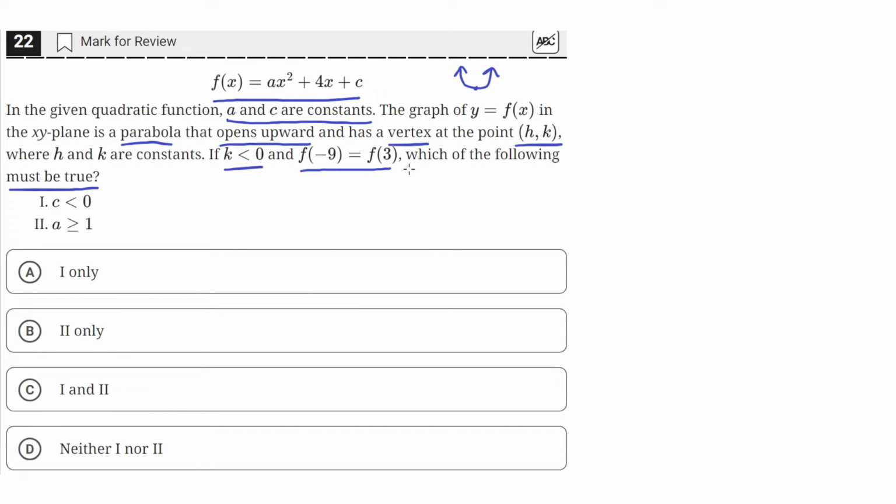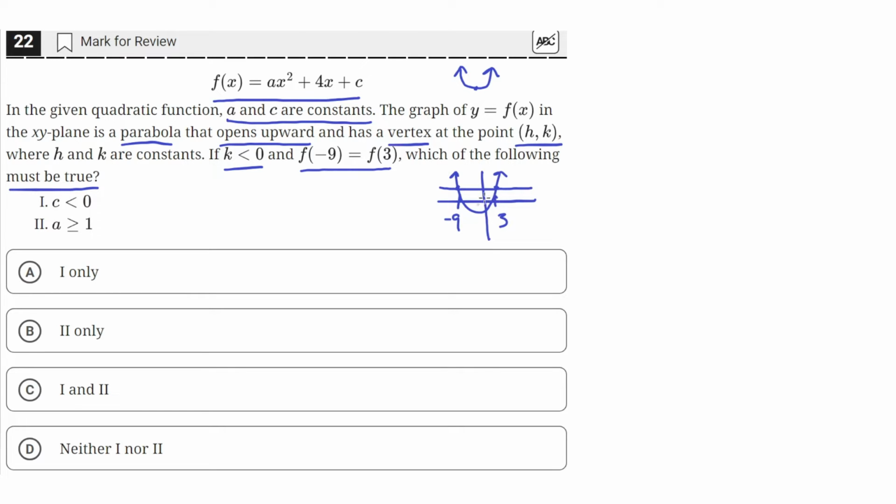And f of negative 9 equals f of 3. This should tell us the x-coordinate of the vertex. What this is saying is that our parabola on the xy plane, say it looks something like this, at an x-coordinate of negative 9 and an x-coordinate of 3, these two points have the same y value. The value of f of x at negative 9 and 3 is the same.